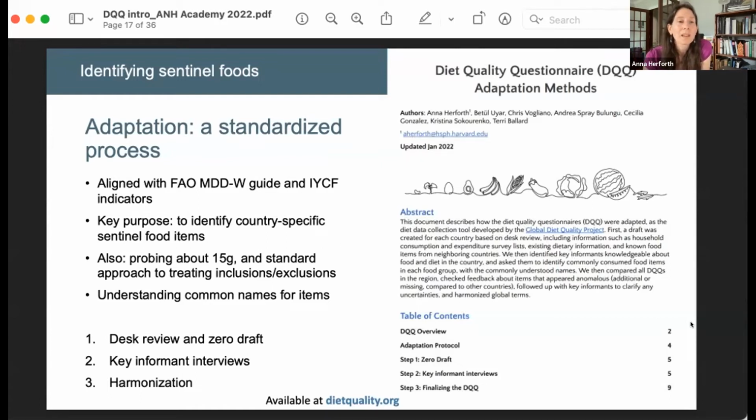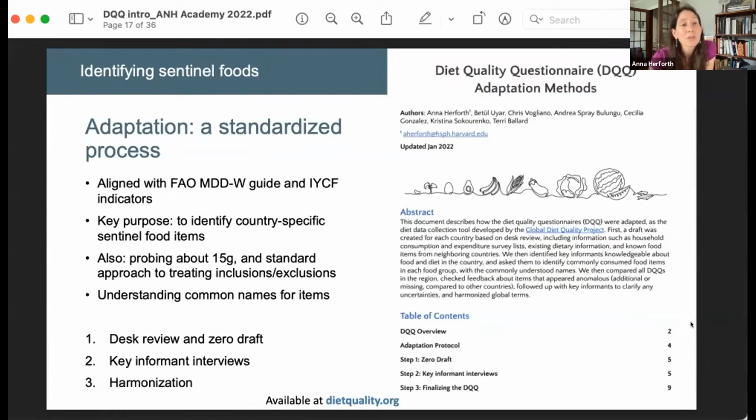And so we ask our key informants about things that are possible to consume in small amounts, whether they should be excluded. So for example, sesame seeds often come up. In some countries they're consumed in large amounts and should be included. If they're put together in a ball and consumed as a snack, it's a large volume of sesame seeds. But in many countries, they're a condiment and used as a sprinkle.